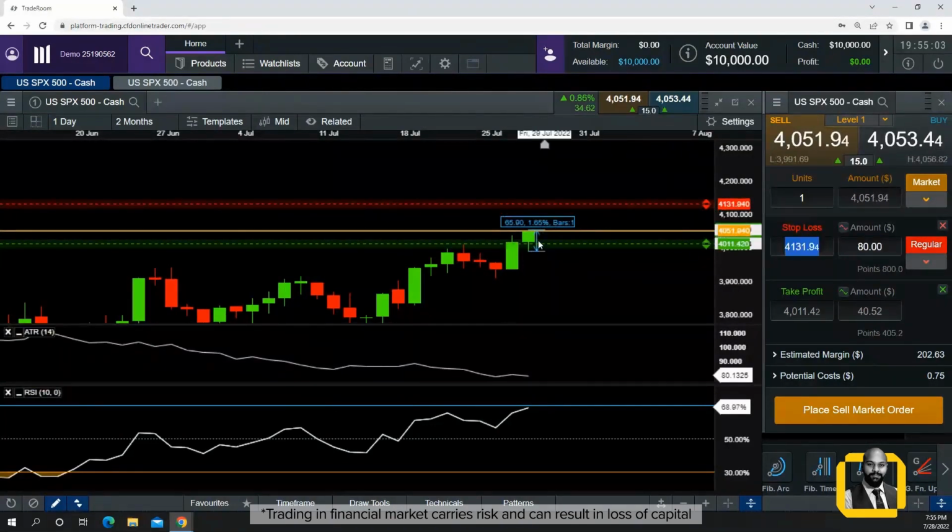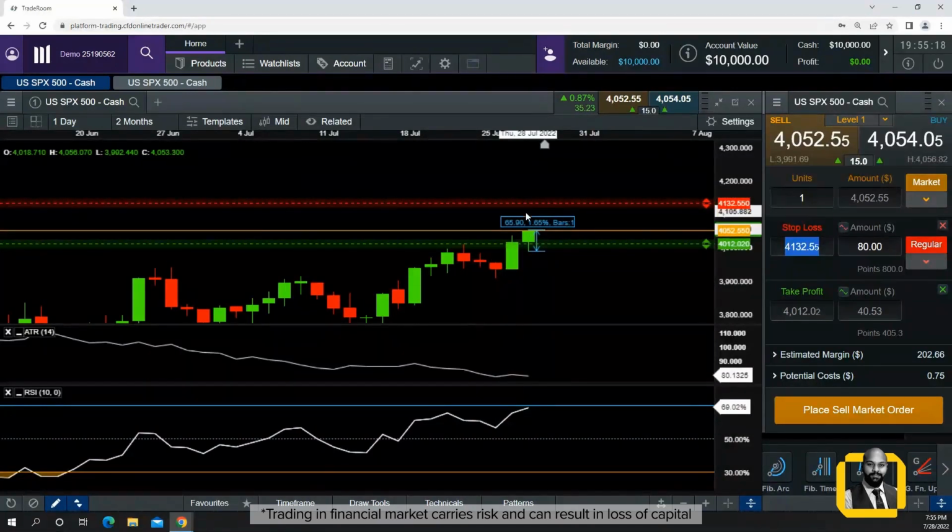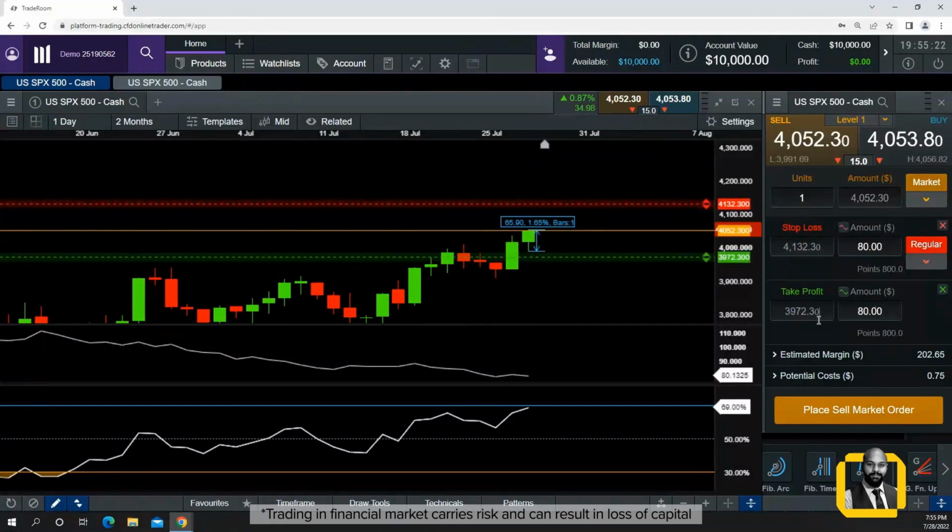Meaning on an average, SPX moves $80. I've kept a stop loss $80 higher, meaning 160 points. $160 is what SPX needs to move for it to actually trigger my stop loss. That is, if it goes against me. Now, of course, take profit. I will keep 80 as well because from here we can expect a reversal.